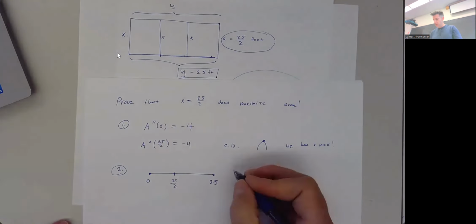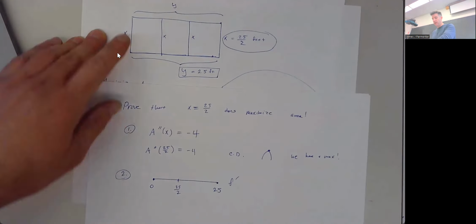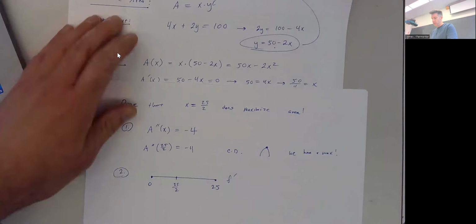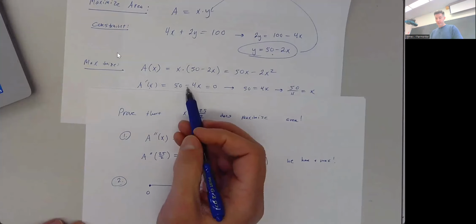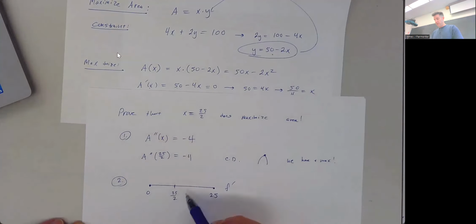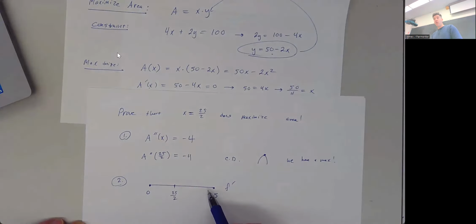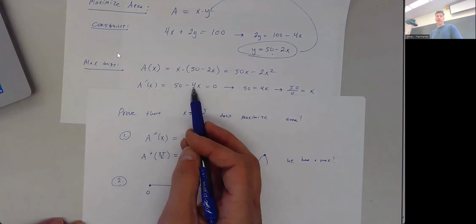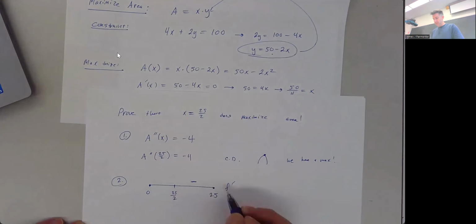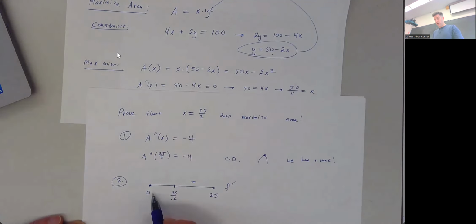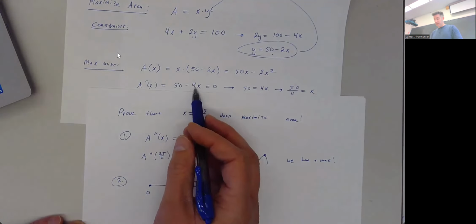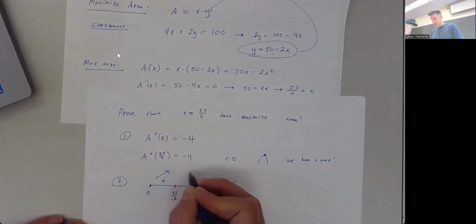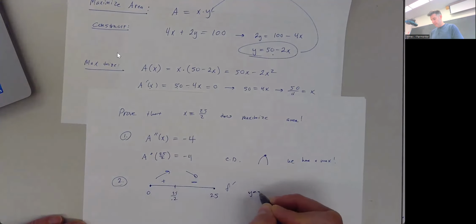And then we could do a first derivative test and say, okay, well, if I look at my first derivative here, which is 50 minus 4x, if I plug in a number bigger than 25/2, like 24, or maybe even 20, 50 minus 4 times 20 is negative. If I plug in something smaller than 25/2, like 1, 50 minus 4 times 1 is positive. Increasing, decreasing, yes, we have a max.